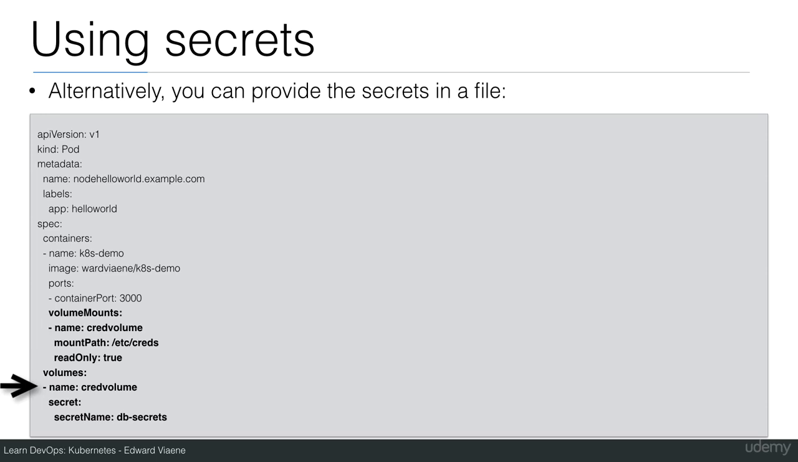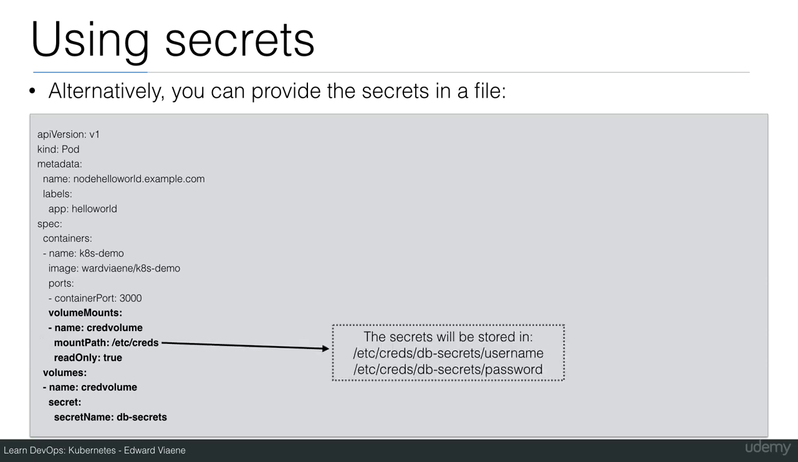This volume consists of secrets. So we're going to say secret with a secret name, database secrets. All the keys and values of database secrets will now be put in this /etc/creds folder, and the secrets will be stored in /etc/creds, database secrets, the name of the secret, and then the keys. You have the keys username and password, so you will have two files, username and password, that the application can then read. The only thing that the application needs to do is read those files, and it can then use the secrets within the application. Using volumes and using environment variables, using these two ways, I will show you in the next demo.